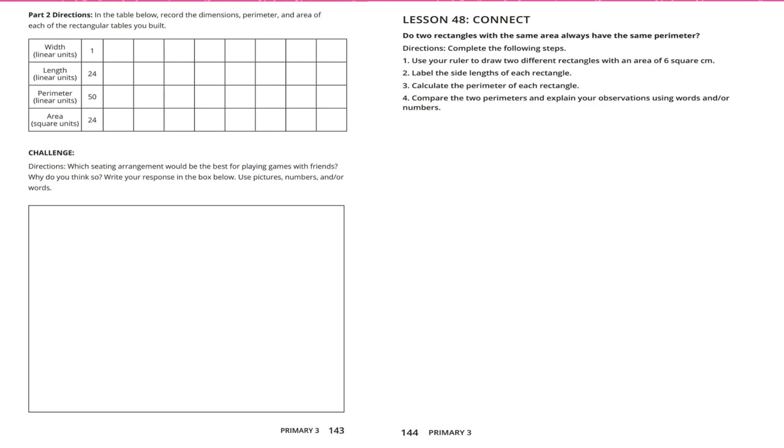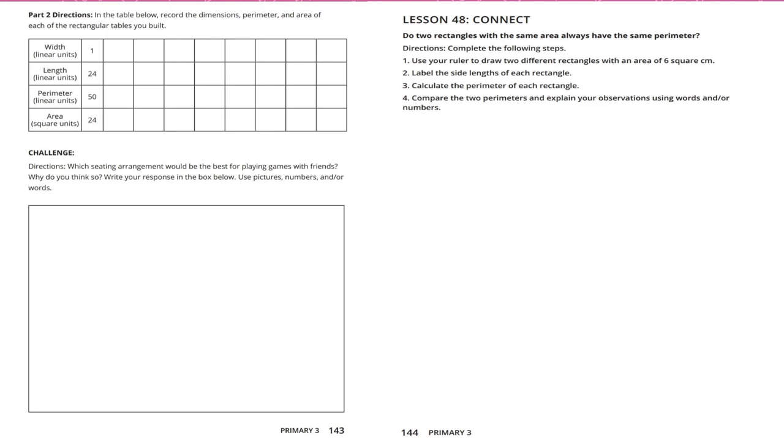Now he wants me to record the dimensions and perimeter and the area for each rectangular table. The first rectangular table, he gave me 1 times 24 equals the area 24, and the perimeter will be, we will add them, 2 times, 1 plus 1 plus 24 plus 24, as we did.